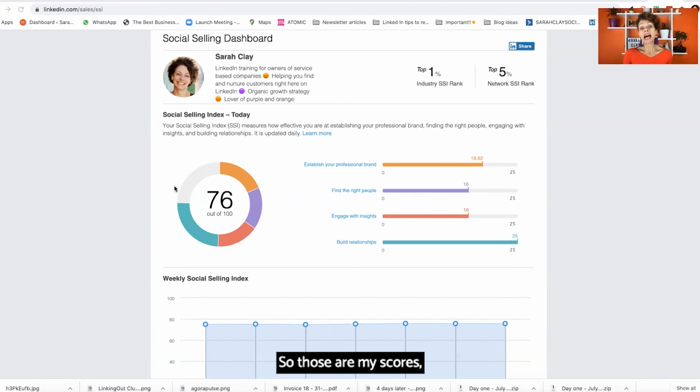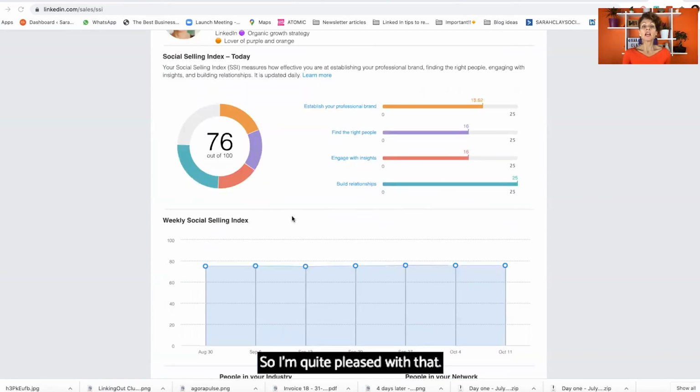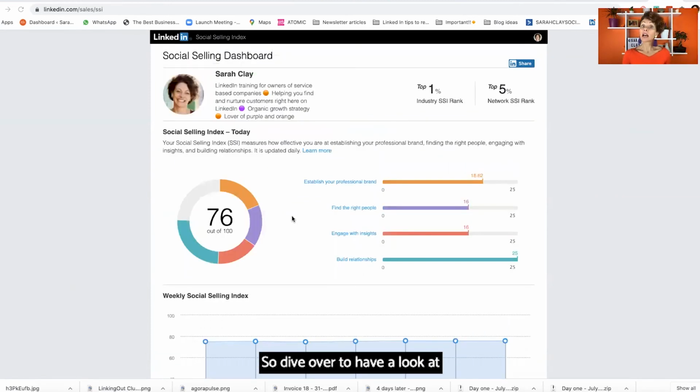So those are my scores. However, 76 out of 100 isn't bad. So I'm quite pleased with that. So dive over to have a look at your SSI score and see where you think you could do better.